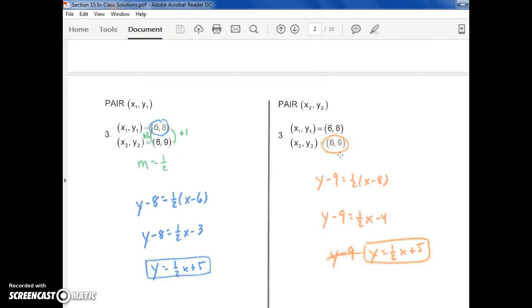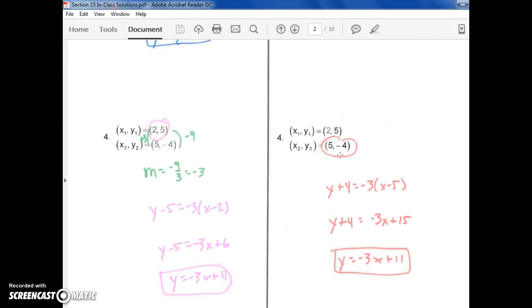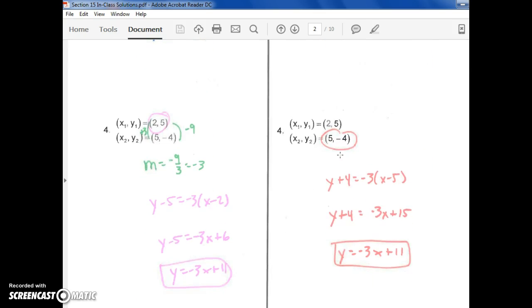And there's the work for number 3 as well. Again, same pattern that we're noticing here, that once you solve for y, your equation is exactly the same thing. And same thing for number 4.